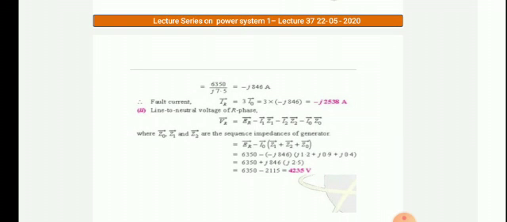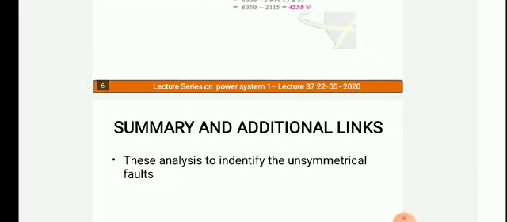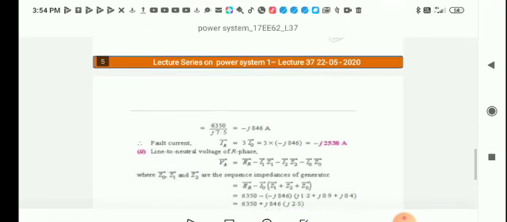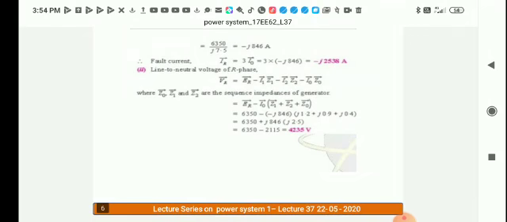Then the line to ground fault voltage of the R phase. The voltage which we calculate will be VR = ER minus I1 Z1 minus I2 Z2 minus I0 Z0. As I1 = I2 = I0, the equation turns out to be ER minus I0 into (Z1 + Z2 + Z0). So the answer which we get is 4235 volts.